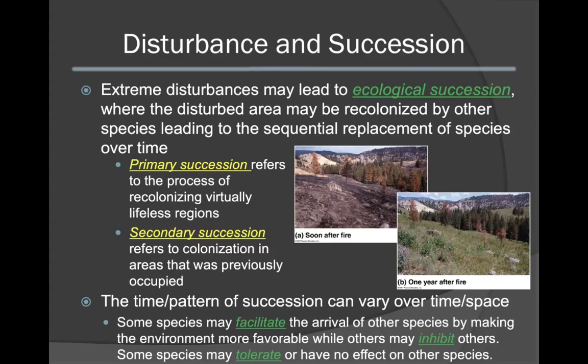Also note that the interactions between species during succession can also change. Some species can act to facilitate the arrival of other species by making the environment more favorable, while others may inhibit the arrival or establishment of other species. In addition, some species may tolerate each other or have no effect on other species. The combination of positive, negative, and neutral interactions plays an integral role in determining the pattern of succession, the types of species that occur, and the overall time taken to establish a community.